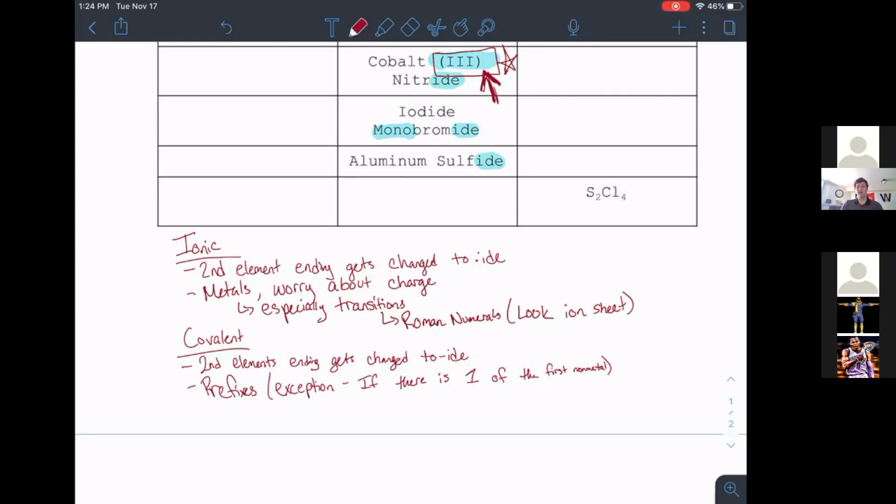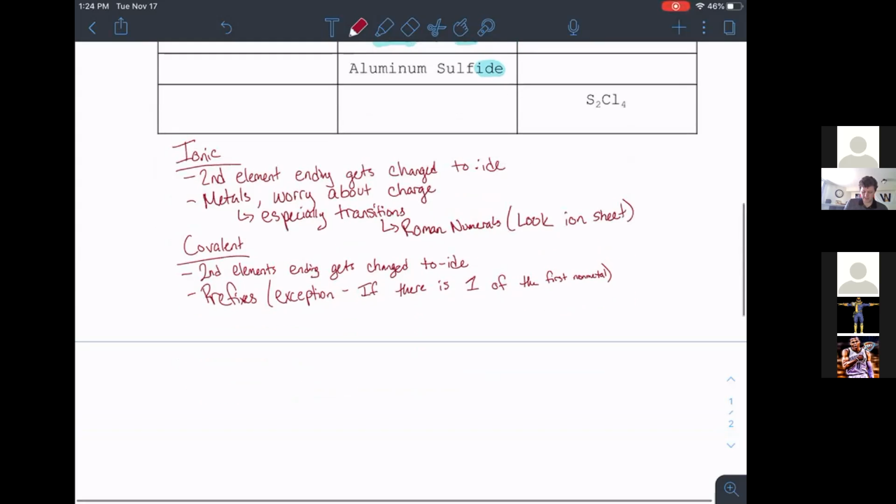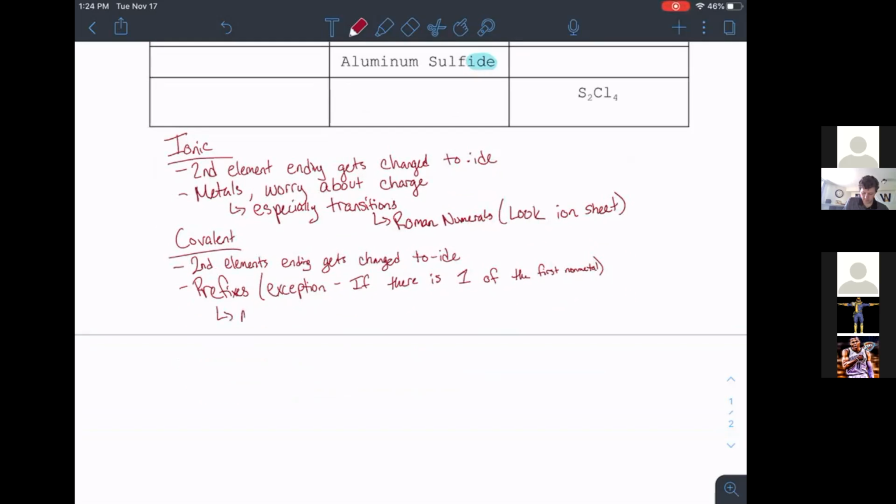All right. And then I was told the prefixes. So if we wanted to rewrite them down, we have mono, di, tri, tetra, penta, hexa, hepta, octa, nona, and deca.